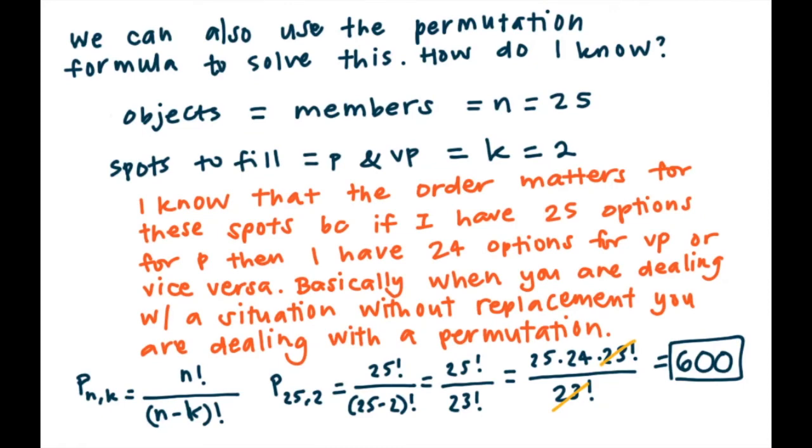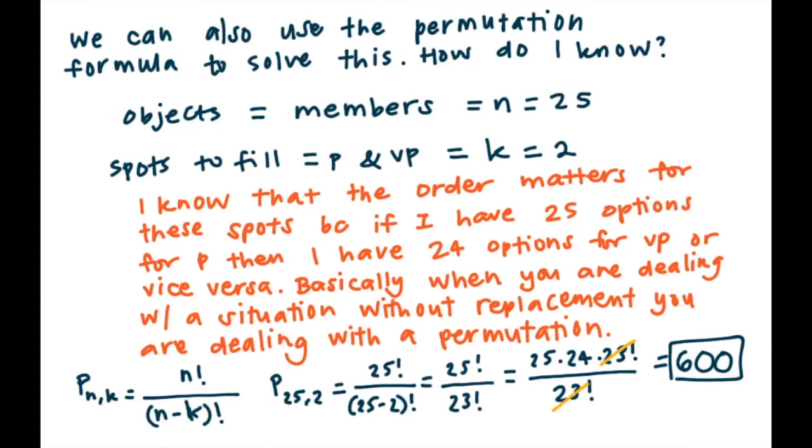Okay, so we can also use a permutation to solve this problem. And how do I know this? Okay, so in the problem, I know that the objects were the members, okay? And so objects we represent by the symbol n, okay? So n equals 25. And the spots to fill were president and vice president. And I know that the symbol for spots to fill is k, and president and vice president, that's 2 positions, so k equals 2.